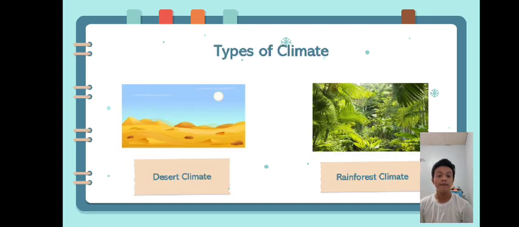Next is the types of climate. So, we have 2 types of climate. These are the desert climate and the rainforest climate. When we say desert climate, a climate in which there is an excess of evaporation over precipitation.